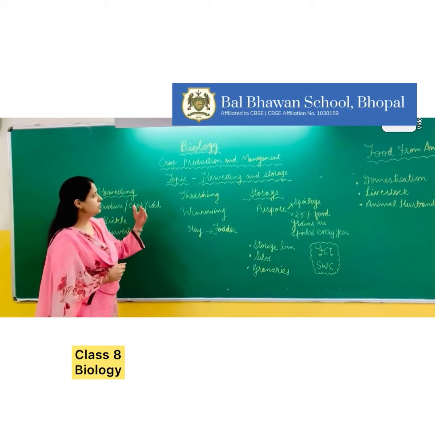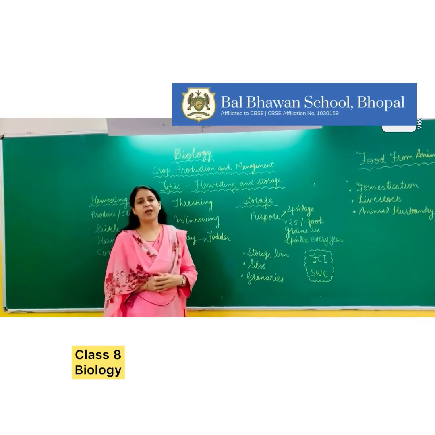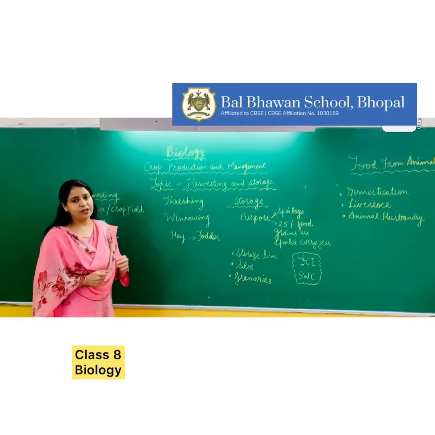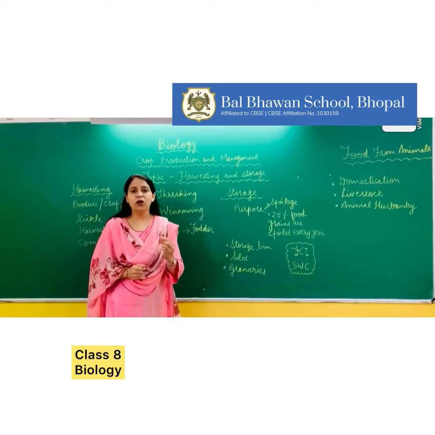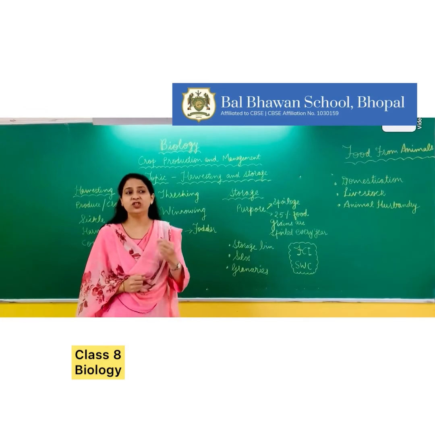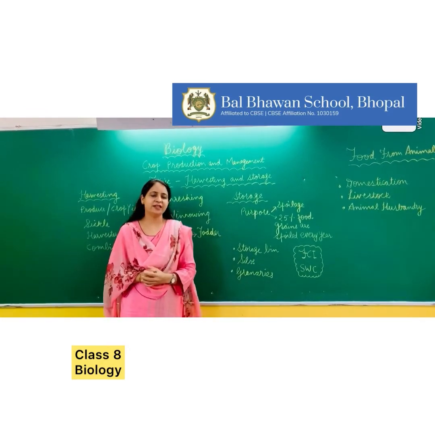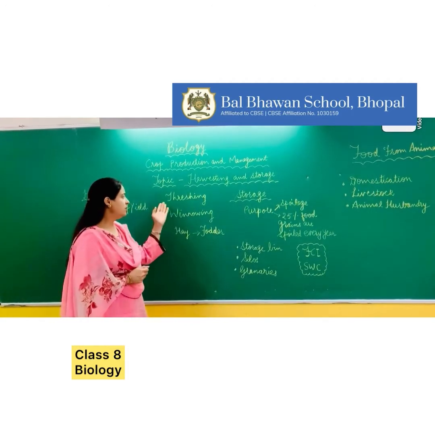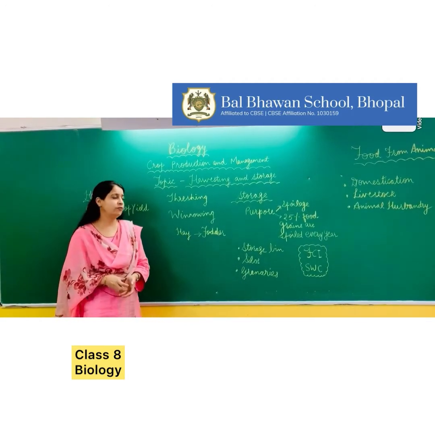Now come to the next topic, that is threshing. After harvesting the crops, what needs to be done? Threshing. Threshing is the removal of the hard outer covering, that is the chaff, from the seeds or from the crop produce. Now this threshing can be done with the help of a thresher.